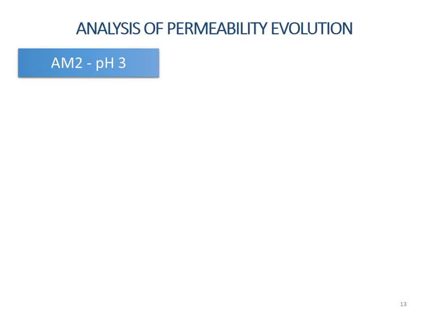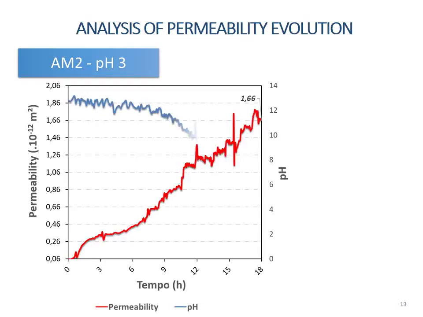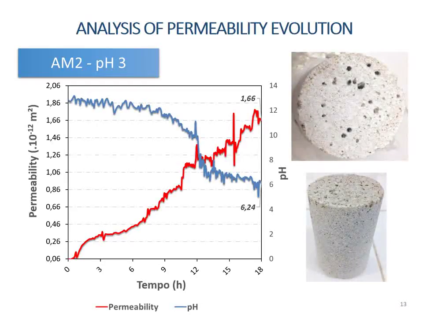In the next sample, more uniformity is observed in the dissolution. However, the formation of preferential paths of different size is still well visible, resulting from the rapid dissolution of areas with higher concentration of calcite. The initial permeability of the rock was 0.06 Darcy, very similar to the AM1 sample, and presented a final value of 1.66 Darcy, with a final percolated fluid pH of 6.24.